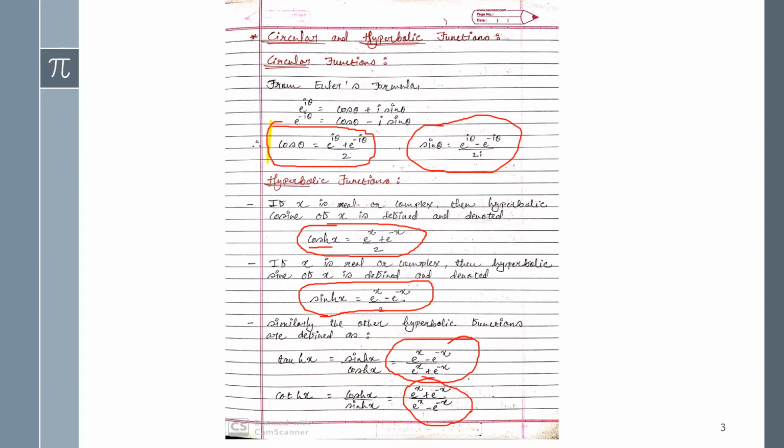Now first of all, listen carefully. This sinh x and cosh x, we are converting into the real functions. So this is a very important formula for hyperbolic functions. By using the hyperbolic functions, we can convert into real numbers also.